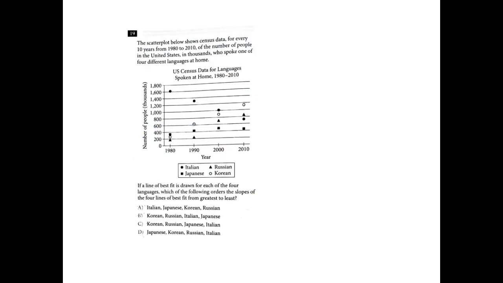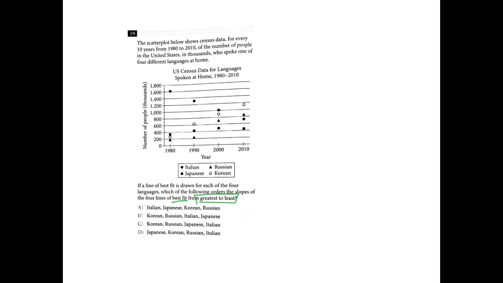If a line of best fit is drawn for each of the 4 languages, which of the following orders the slopes of the 4 lines of best fit from greatest to least? Alright, so let's just start with Italian right here. We'll just say that's going to be our green.